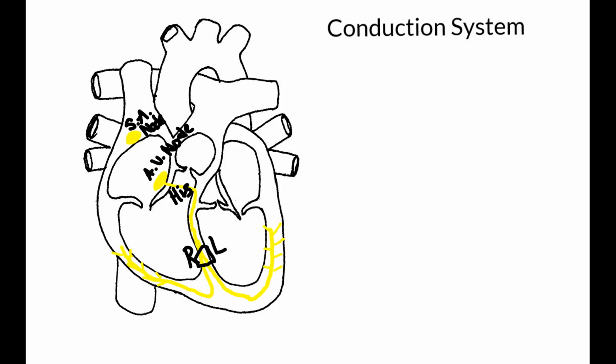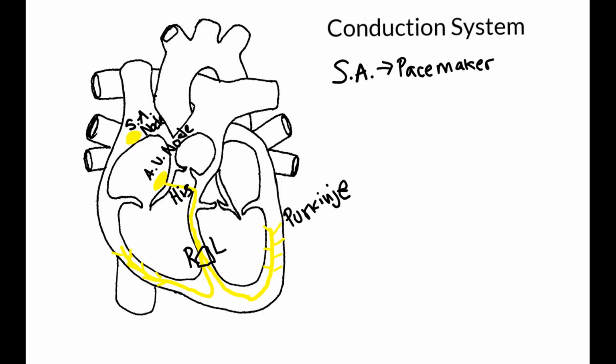Then you're going to end up with all these little fibers at the ends of the ventricles, and these are known as the Purkinje fibers. Purkinje is kind of spelled funny. Anyway, the purpose of the SA node is that it is the pacemaker of the heart. What the SA node does is that it regulates the heartbeat, and so it's where the heartbeat is initiated.